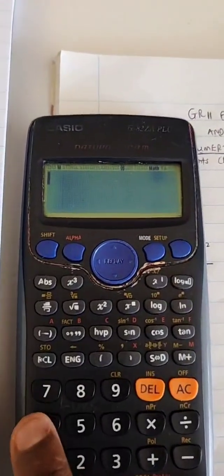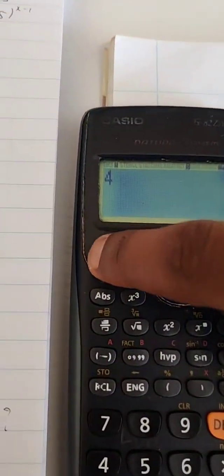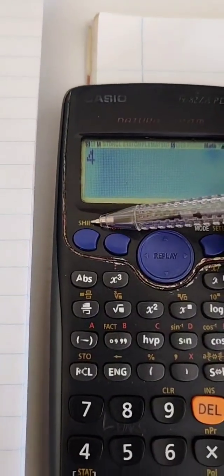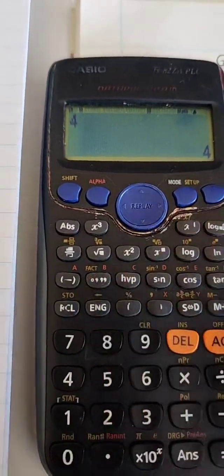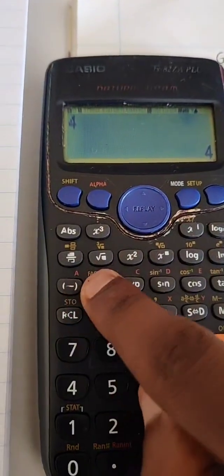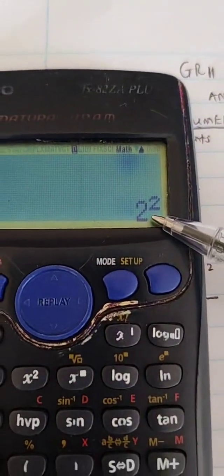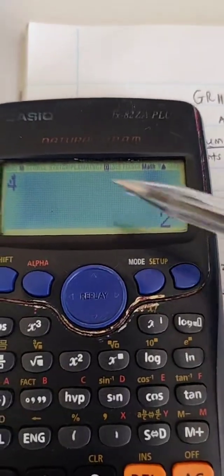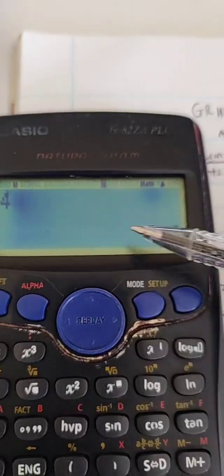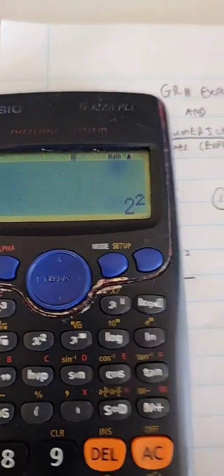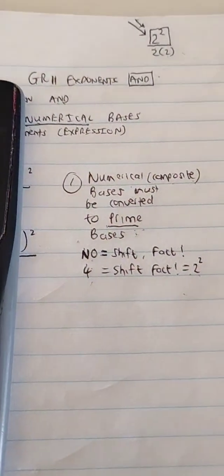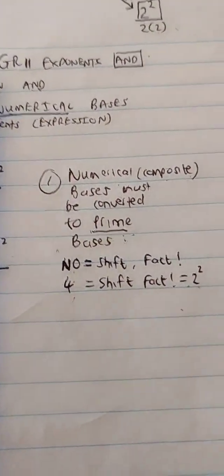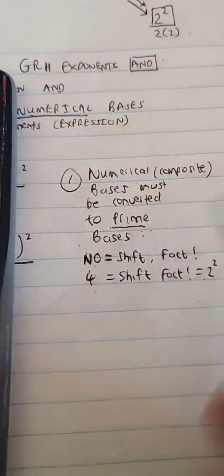So let's just try this out. 4 equal, press shift, which allows you to select all the yellow options in your calculator. Then you go there to fact. There, fact. There you have it, guys. Your composite base has been converted to a prime base, which is 2 squared. So your calculator can assist you when your mind fails to get the prime base from the composite number.